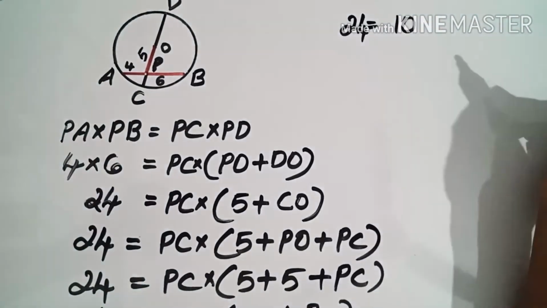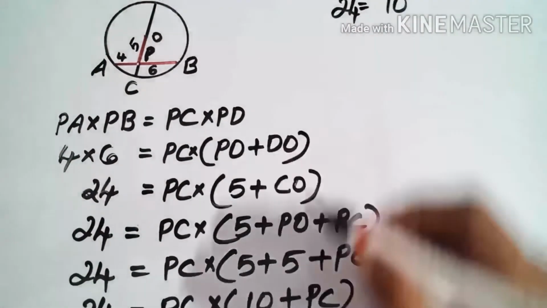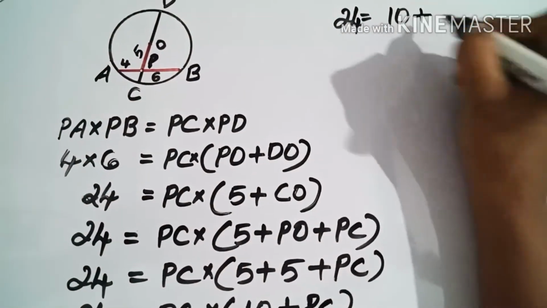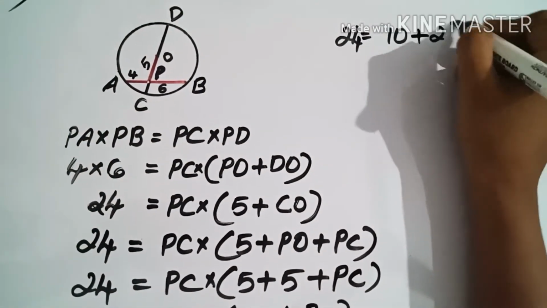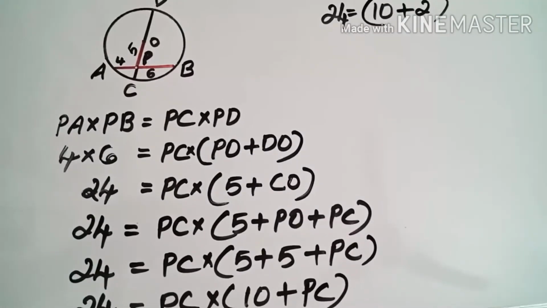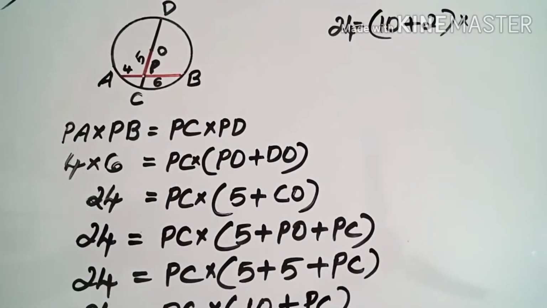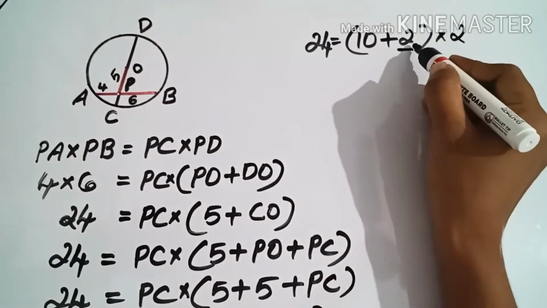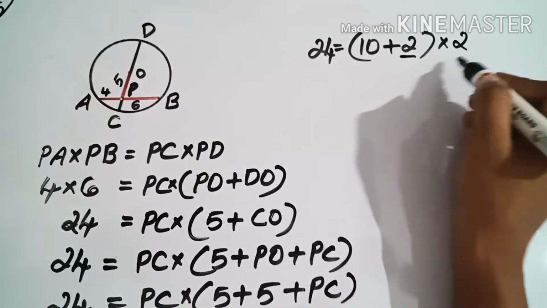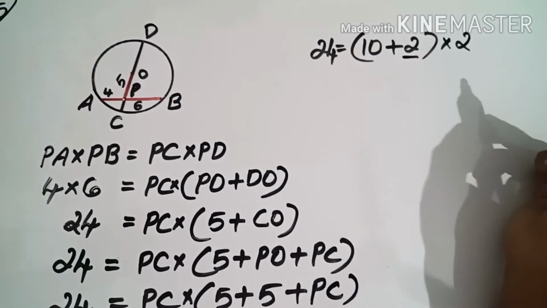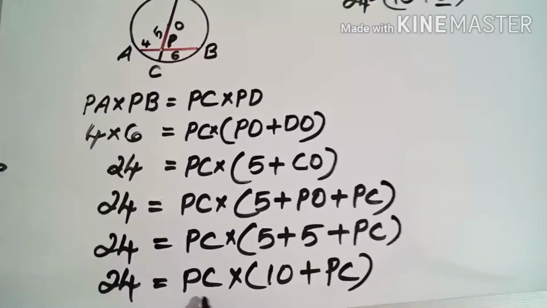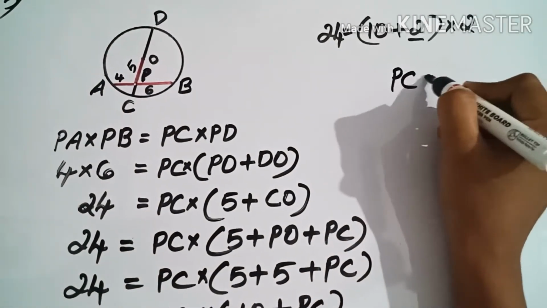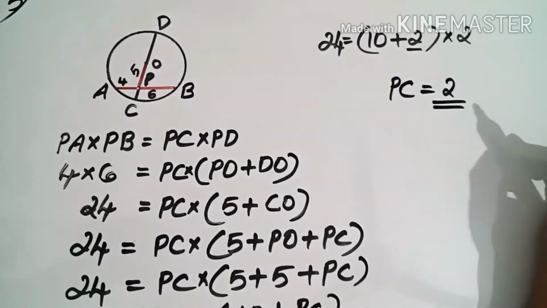Here only one number we have, that is 10. So 10 plus one number, let's take that number as 2. Outside the bracket we also need to consider the same number, PC, that is this number. So 2. So 10 plus 2, 12. 12 into 2 will be 24. That means this PC will be 2. So PC equal to 2.